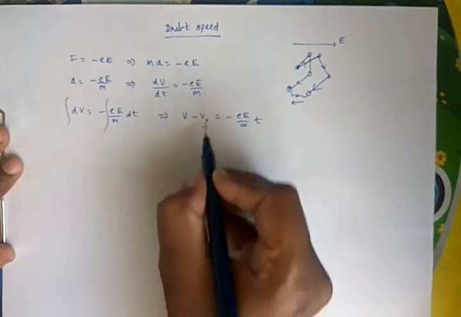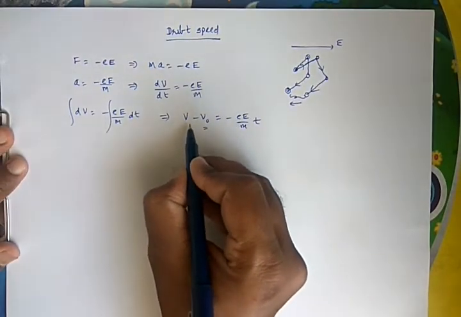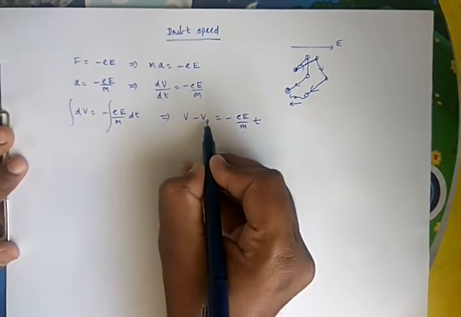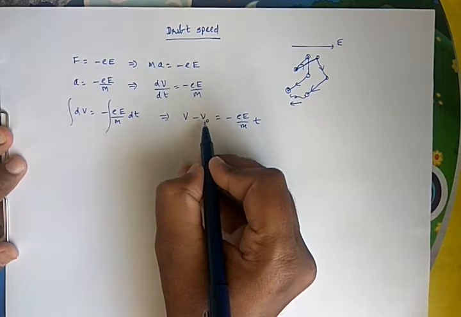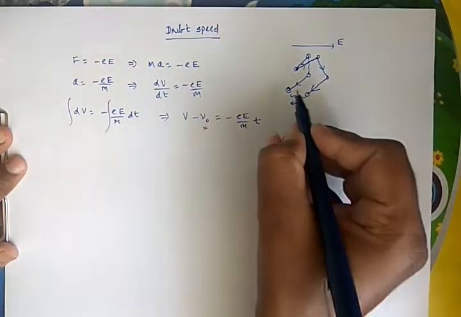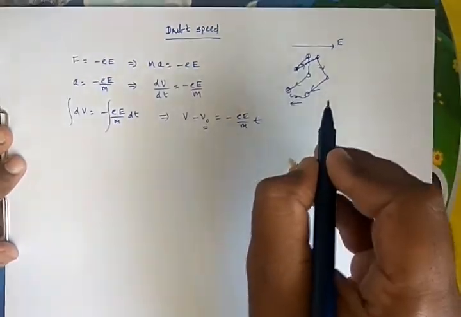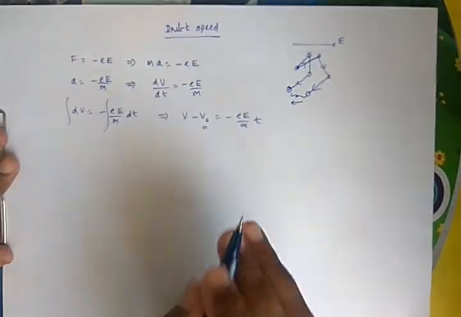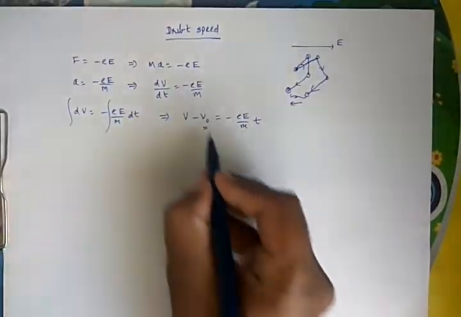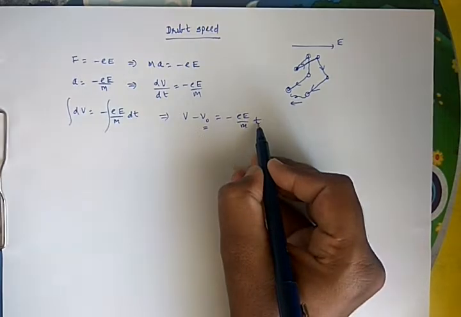When you compute the average of every parameter here, v0 is the velocity of the electron immediately after collision. That is highly random, so when you take the average, you get 0.